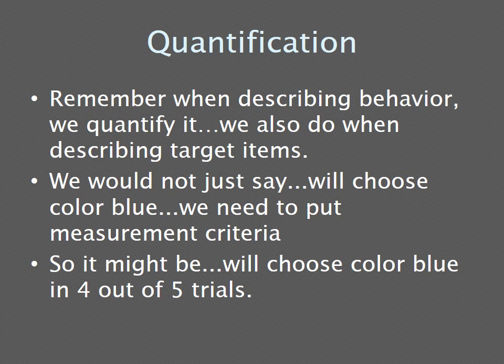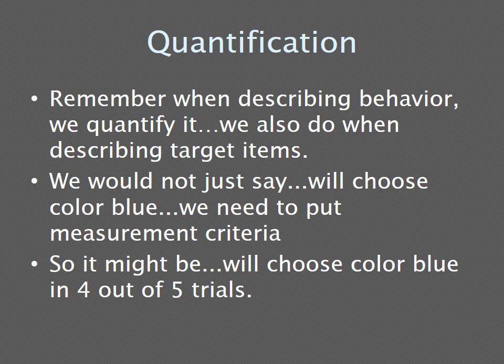And remember, when describing behavior, we quantify it. We also do this when describing target items. We would not just say, well, choose color blue. After all, if I say that, what do you mean? Like, does he have to only choose it one time? What if we ask him 100 times and he only chooses it one time? Would it be mastered then? So, we put mastery criteria, such as we'll choose blue in 4 out of 5 trials.